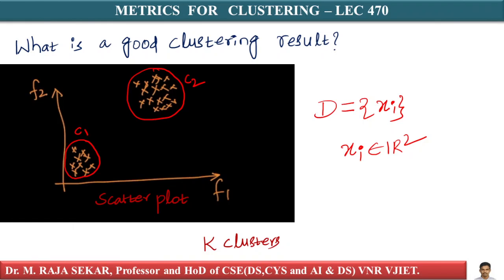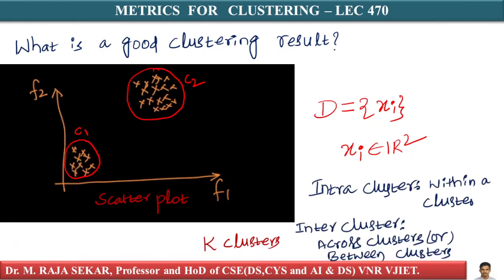The points which are there in a single cluster are called intra cluster. There are two words, intra cluster and intercluster. Intra-cluster means within a cluster. Intercluster means across the clusters or between the clusters. These are important words to remember: intracluster and intercluster.